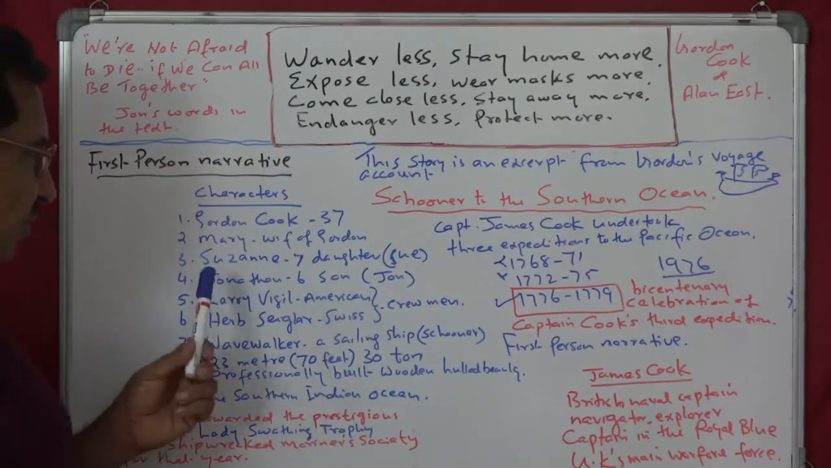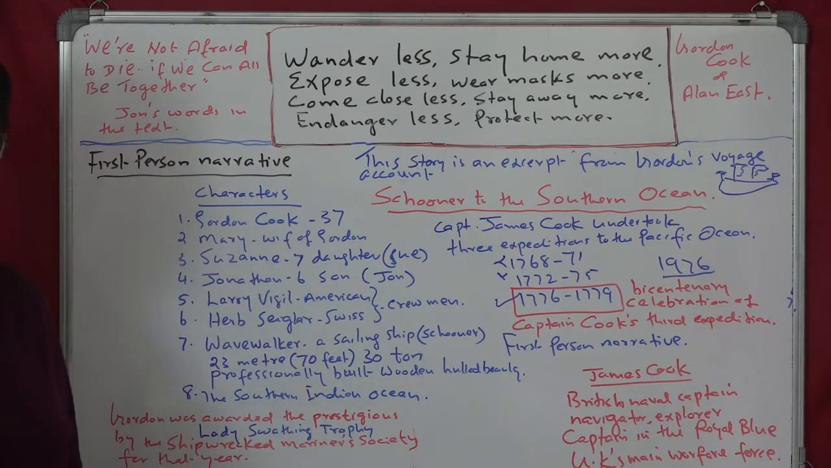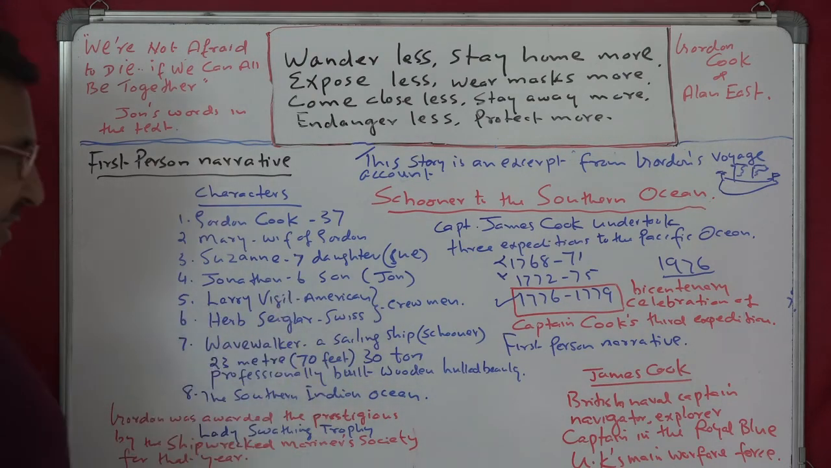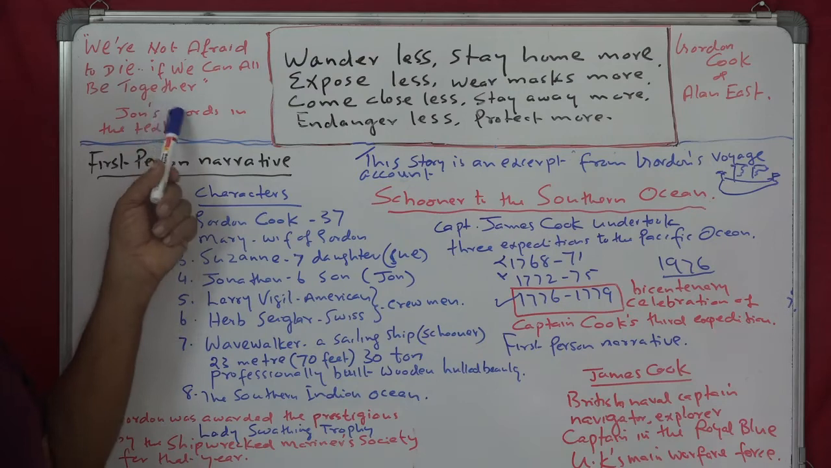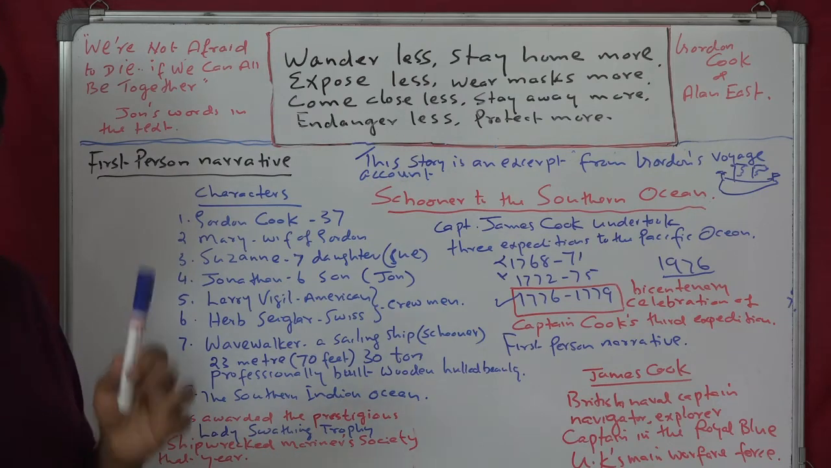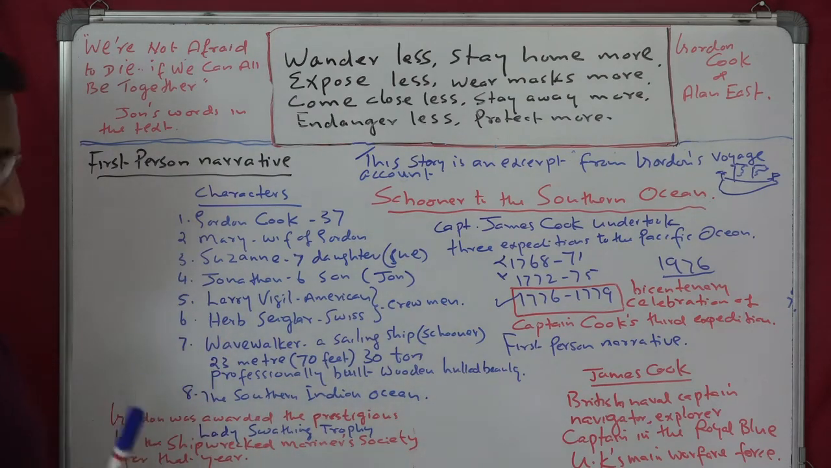Now when you come into this, you know what happens. You have got Gordon Cook, 37, a businessman. He was the man behind the big shop. Maybe his wife must be 35 or 34. Suzanne, the 7-year-old daughter, for short he says Sue. And then Jonathan, the 6-year-old son, and these are his words. We are not afraid to die if we can all be together. All means the whole family. The whole family is there in that ship.